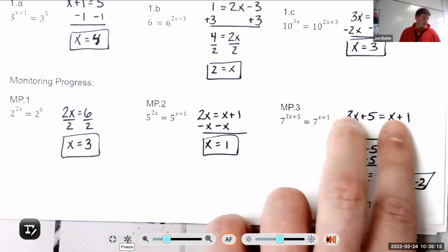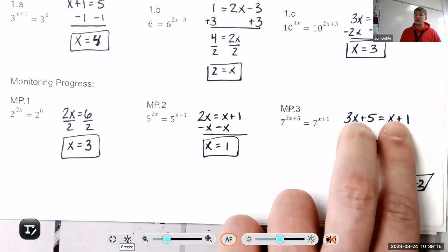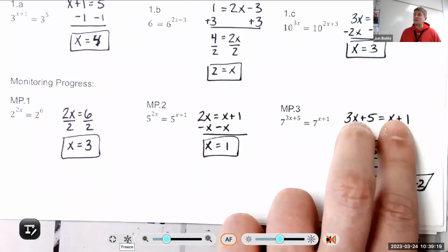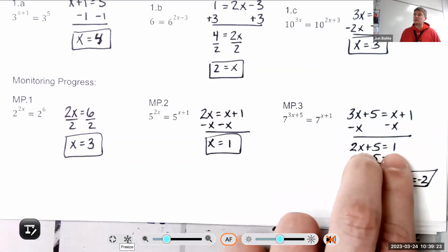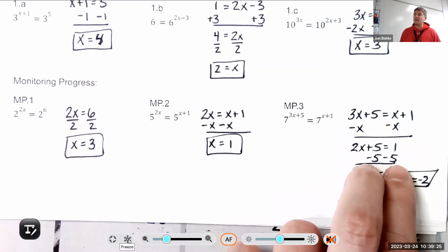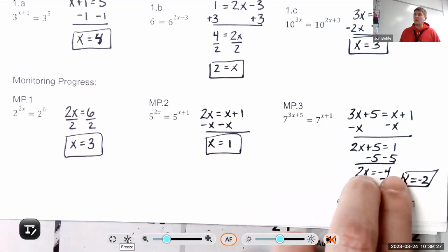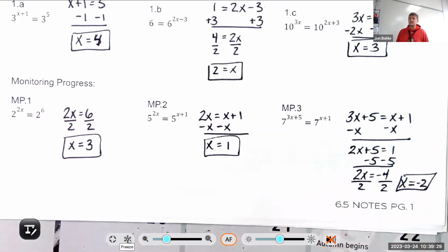On 3, I have 3x plus 5 is equal to x plus 1. I need to get all my x's on one side, so I chose to get them on the left. So I minus an x on both sides to get a 2x. Then I minus 5 on both sides to get a negative 4 on the right, and then divide by 2 to get x is negative 2. All right, any questions?